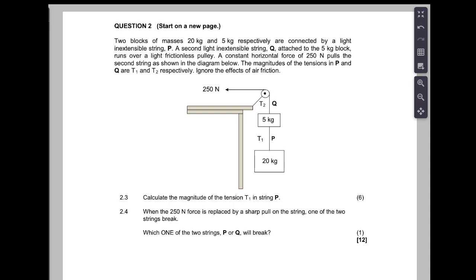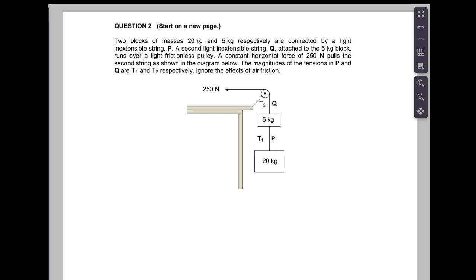Okay, this is the application part of the question. Remember in the first video, we were asked recall questions, definitions, and formulas. Now, in question 2.3, calculate the magnitude of tension 1 in string P. Okay, now we're going to have to really focus.